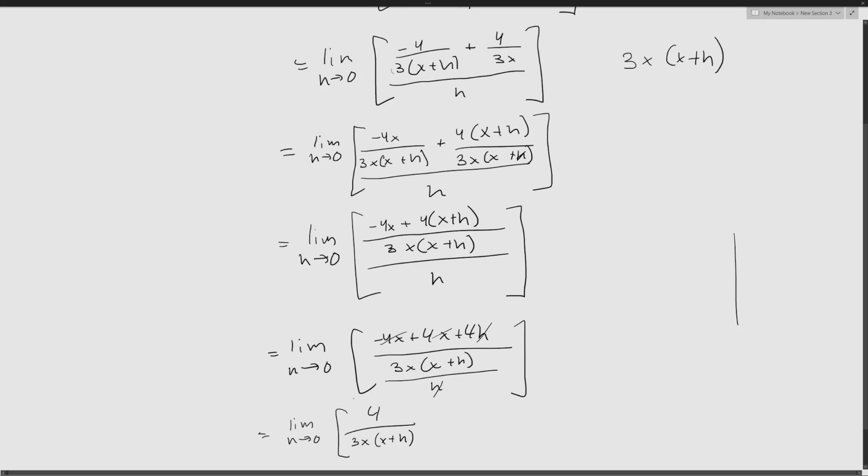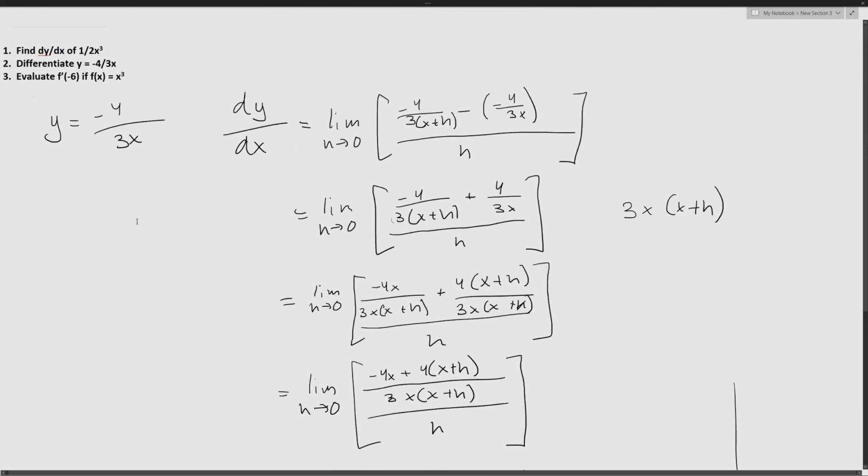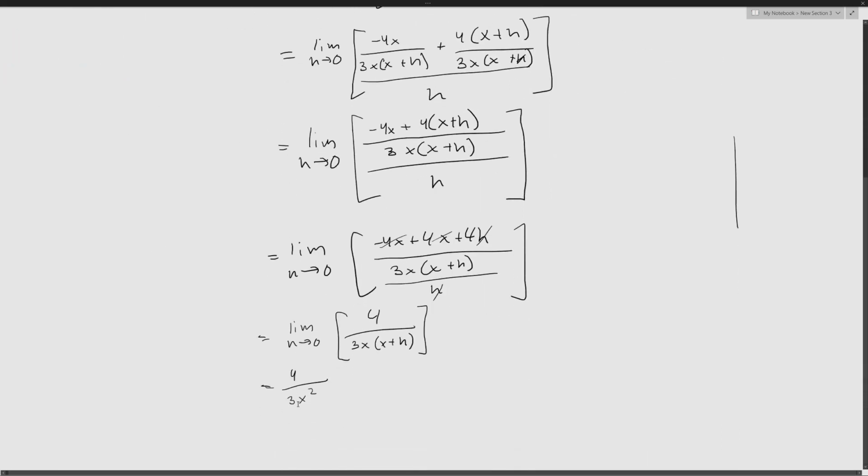Now, since we don't have the format of 0 over 0 anymore, we can substitute h equals 0 in, and we would get 4 over 3x times x, so 3x squared. And so our answer for the derivative of negative 4 over 3x is equal to 4 over 3x squared.